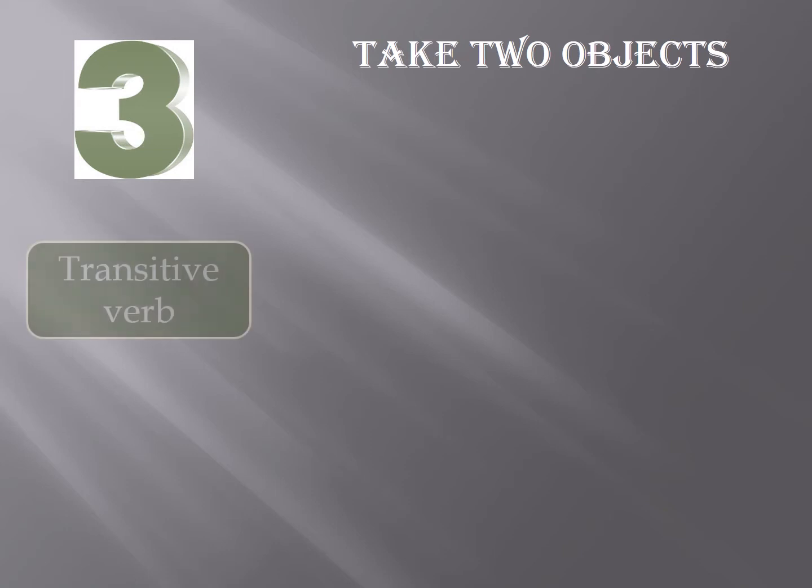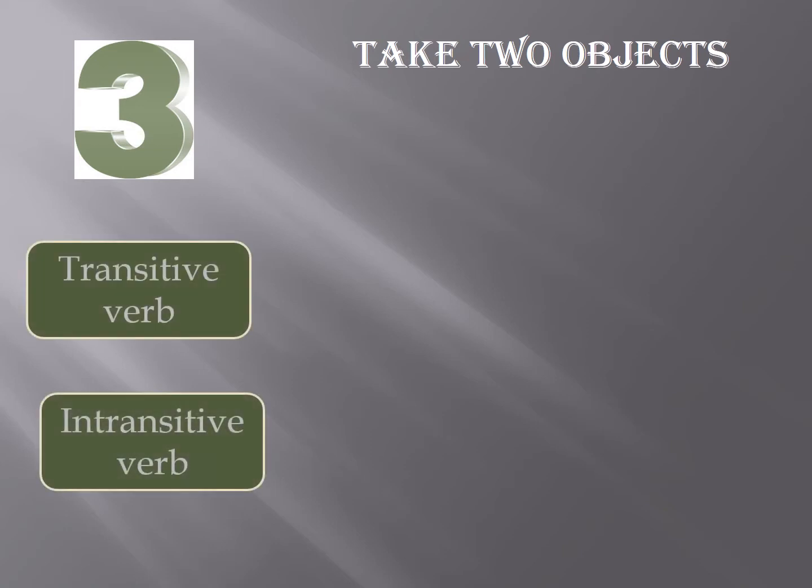Thirdly, verbs like ask, tell, promise, grant, show, offer, write, give, and many more often take two objects. Some verbs can be used as transitive verbs and intransitive verbs. For example, we are playing football. Here, we is a subject, are playing is a verb, football is an object.